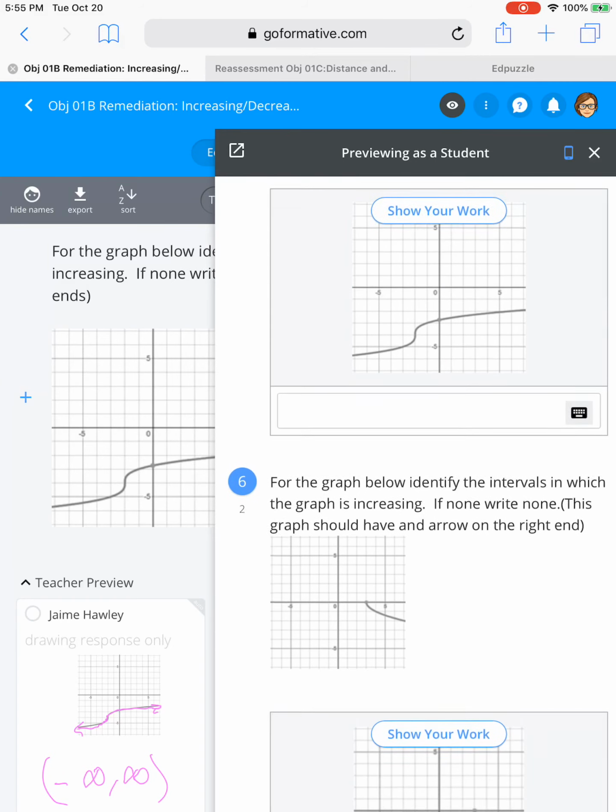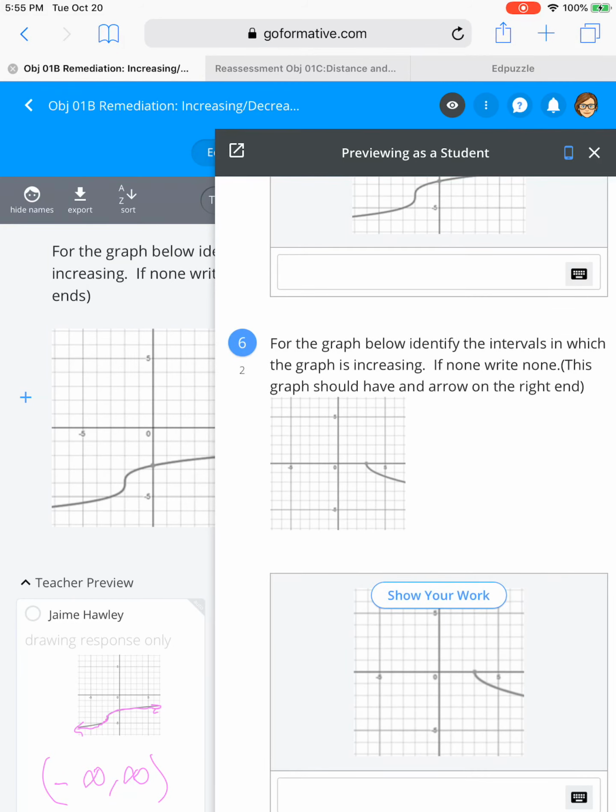Number 5, oh, I have 2 of these. I'm going to have to delete that one. I'm sorry. So I'll do that in post.